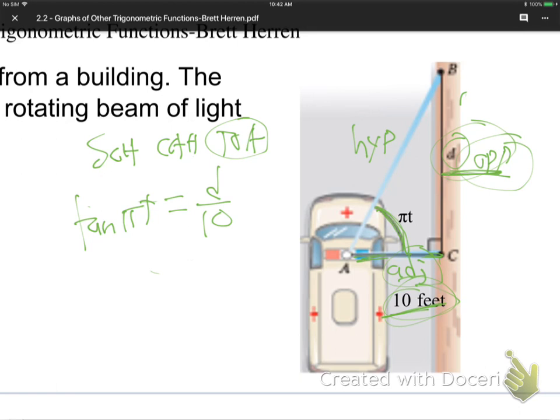Now, what do they want to solve for? They want D. They want you to solve for D. How do you solve that little formula for D?